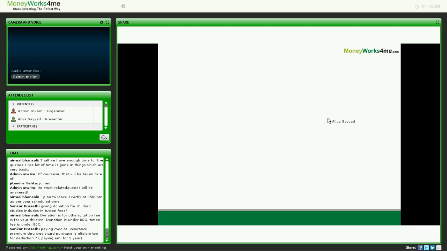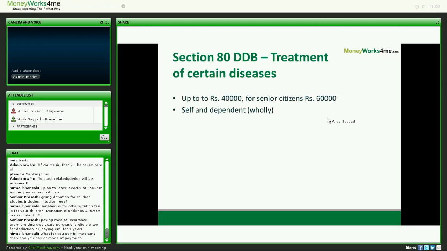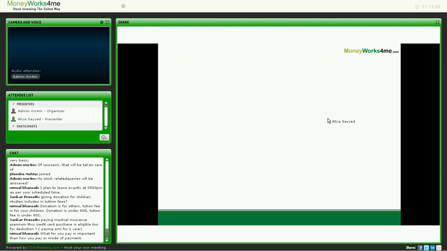The certain diseases are defined by the Income Tax Act: certain very severe diseases like cancer, AIDS, certain neurological diseases, and severe disability of 80% fall under these categories. So if you're having any such severe condition, we'll let you know the list later, and you can check if you fall under that and claim the deduction.